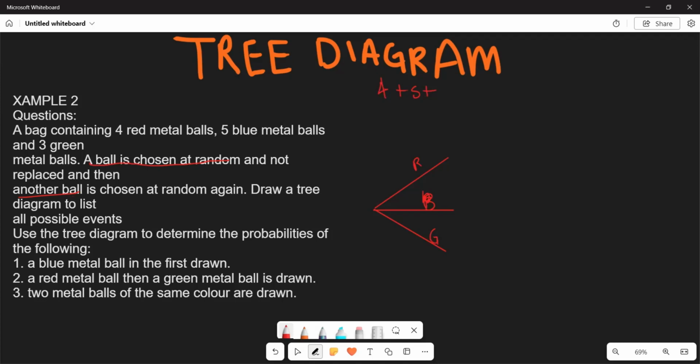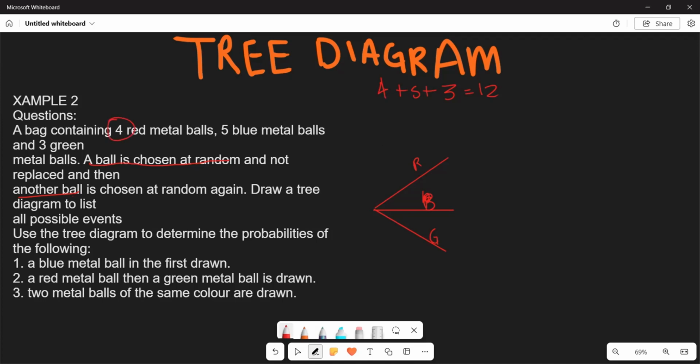It's 4 plus 5 plus also 3 balls altogether, which means the total sample space of the number of balls that we are basically having here, what is it? It is going to be 12, right? So we are going to have 12 balls in totality, because 4 plus 5 gives us 9, plus 3 gives us 12, right?